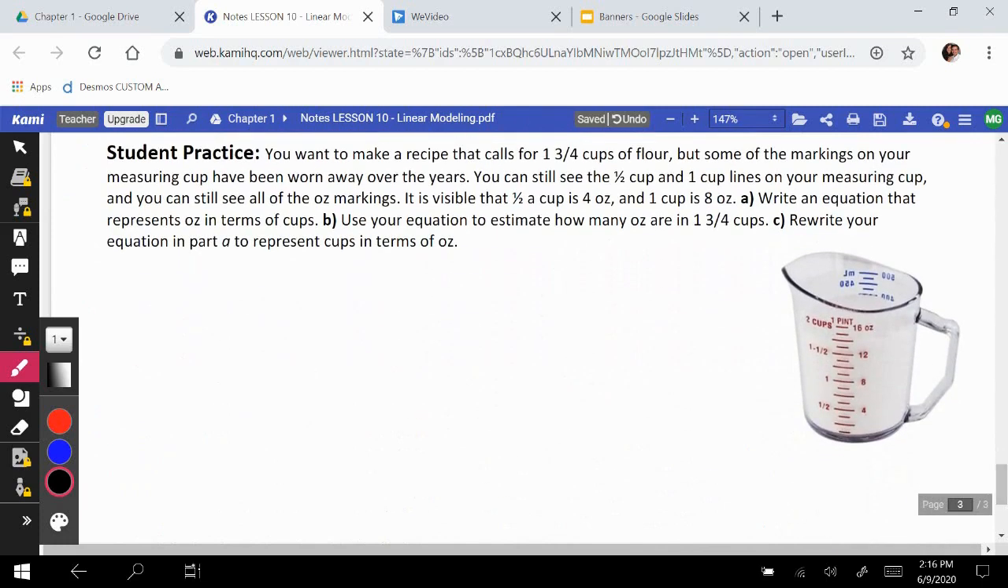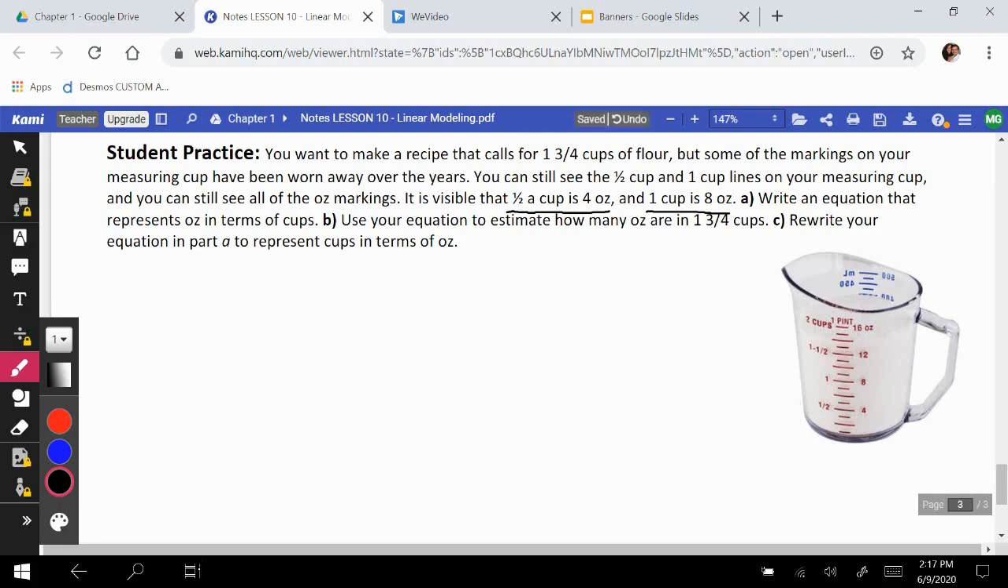Okay, I want to make sure I get to this one. There's a similar question in your homework, so I want to make sure we get to it. It says you want to make a recipe that calls for 1 3/4 cup of flour, but some of the markings on your measuring cup have been worn away over the years. Oh no. You can still see the half cup and 1 cup lines on your measuring cup, and you can still see all of the ounce markings. It is visible that half a cup is 4 ounces and 1 cup is 8 ounces. So they give us a relationship, right? Half a cup's 4 ounces and 1 cup is 8 ounces.